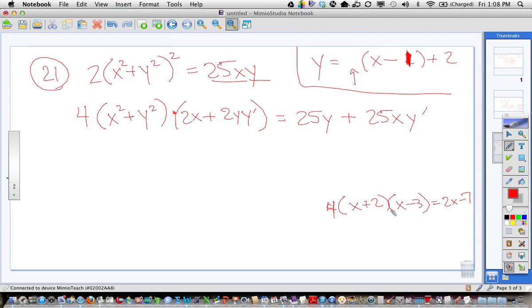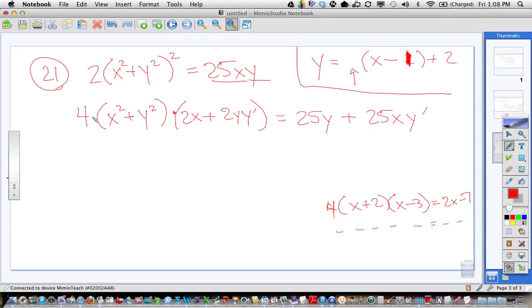Maybe that's what I'd want to do. But I'd want to FOIL this out so I could get a bunch of terms, so that maybe I can combine some like terms and I can move some stuff around. But first I have to FOIL and multiply this out. Well, that's what you have to do here. You just have to FOIL this out, because it's a binomial basically times a binomial.